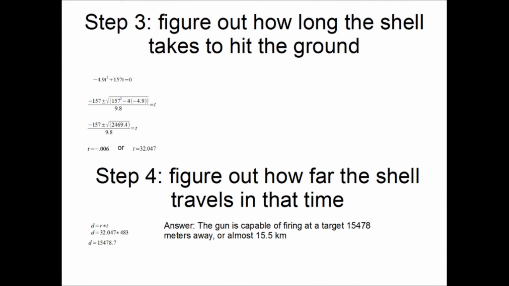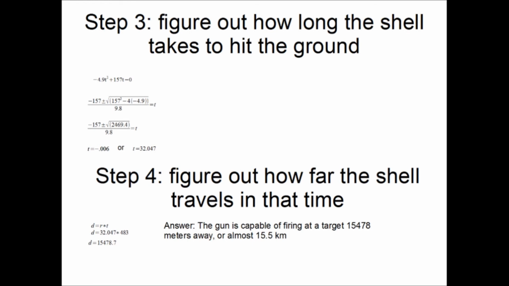Now we figure out the flight time of the shell by determining where it hits the ground, or mathematically speaking, where the position function is equal to 0 again. I used the quadratic formula to solve for the zeros of the equation and came up with negative 0.006, which would actually be 0, but because I rounded we lost some accuracy, and 32.047. From this we conclude that it took 32.047 seconds for the shell to reach the ground.